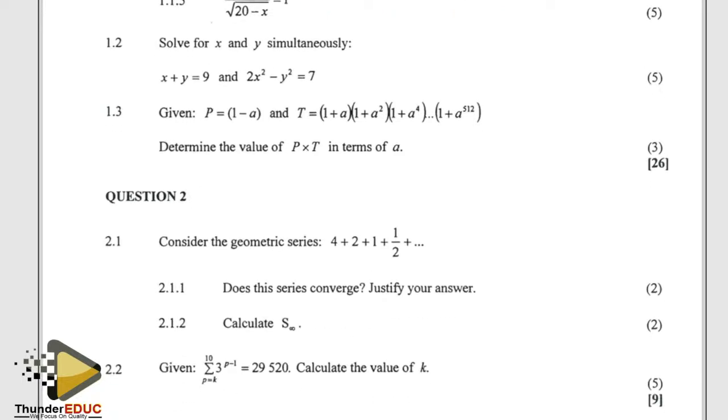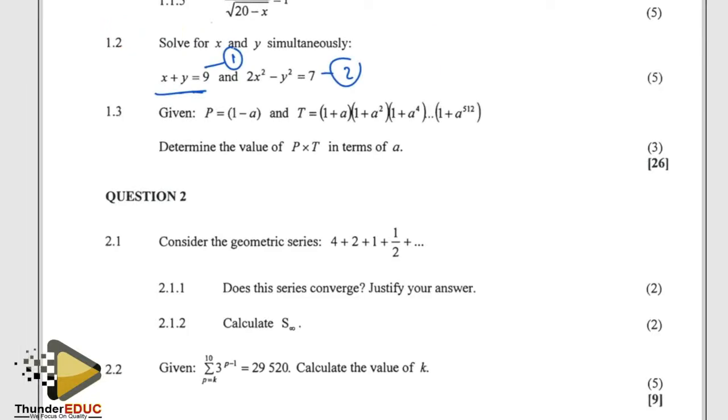1.2, beautiful. x + y = 9, 2x² − y² = 7. So remember, if this is equation 1, this is equation number 2. We said use the linear. This is the linear. Try to make something the subject of the equation. So if I have x + y giving me a 9, and then I'm having 2x² − y² gives me a 7. That's correct.